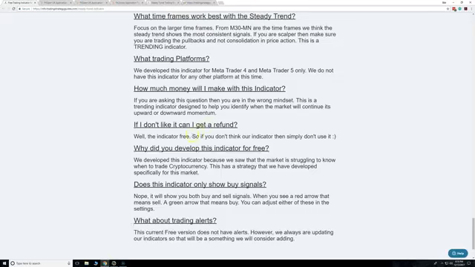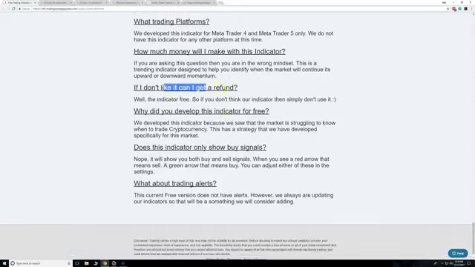This is actually just a helper. It's a helper for you to trade. This isn't an auto, this isn't a robot, this isn't an EA. This is just an indicator to help you. "I don't like it. Can I get a refund?" Well, the indicator is free, so if you get it and you don't like it, then I'm sorry. Just keep it on your MT4 or MT5 dashboard until you're maybe ready to trade with it. If you don't like it, then don't use it.